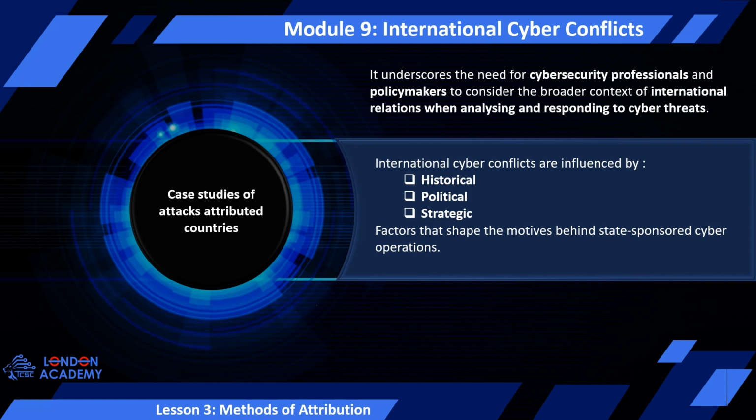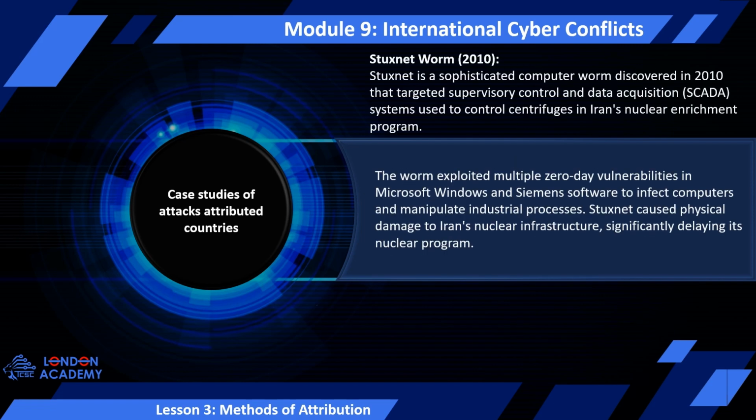state-sponsored cyber operations. First example we will explore is the Stuxnet worm in 2010. Stuxnet is a sophisticated computer worm discovered in 2010 that targeted supervisory control and data acquisition (SCADA) systems used to control centrifuges in Iran's nuclear enrichment program.